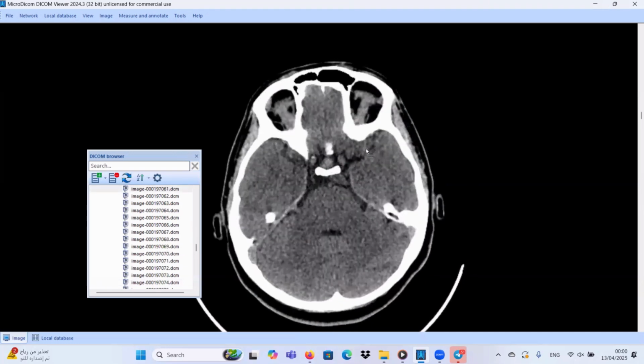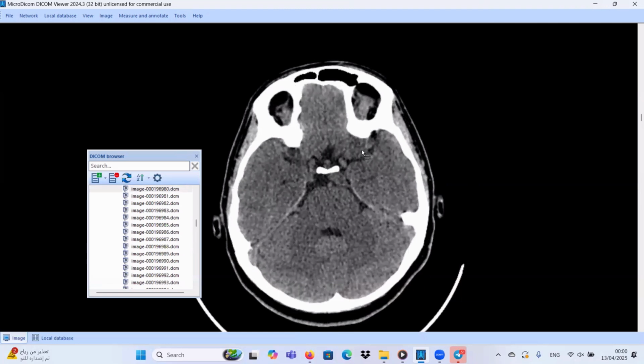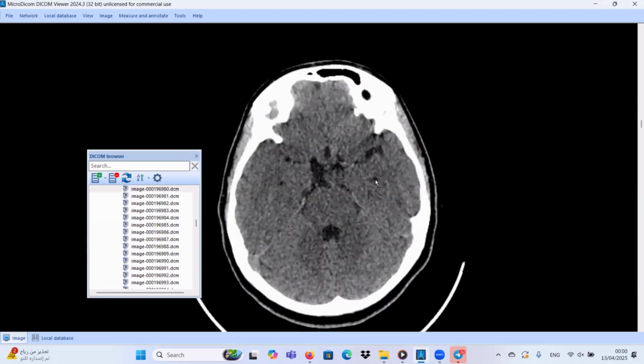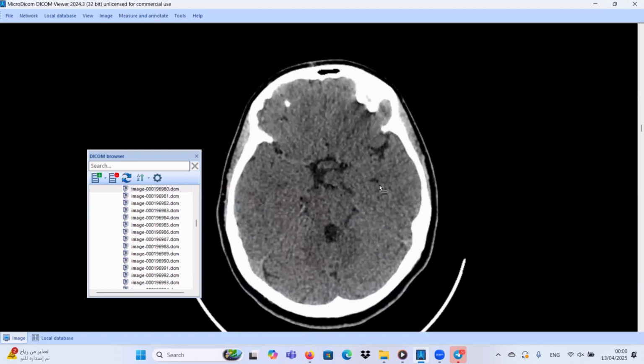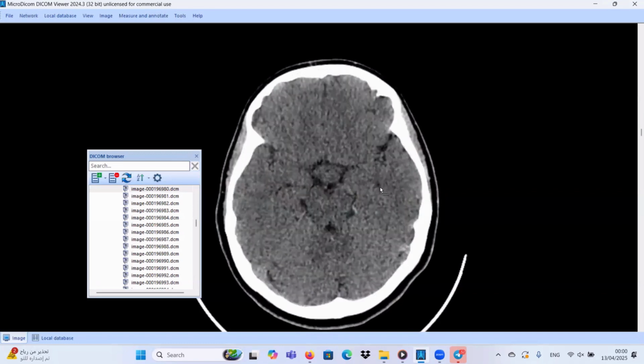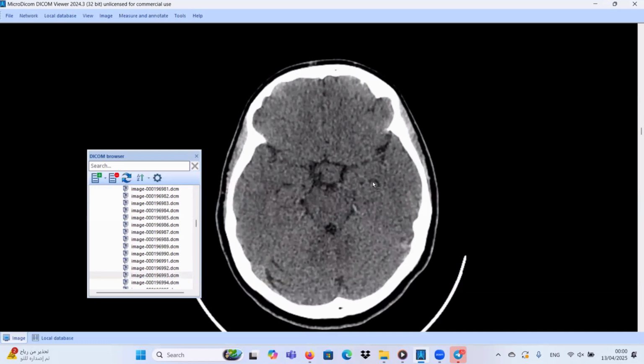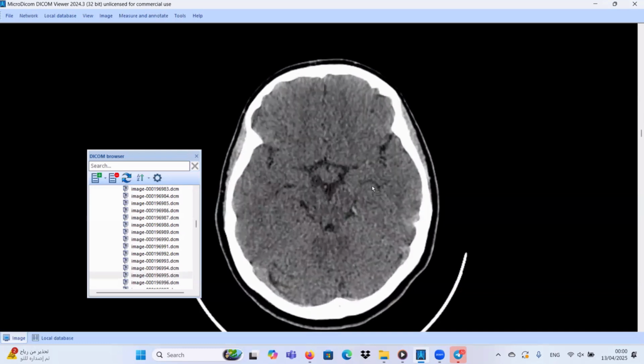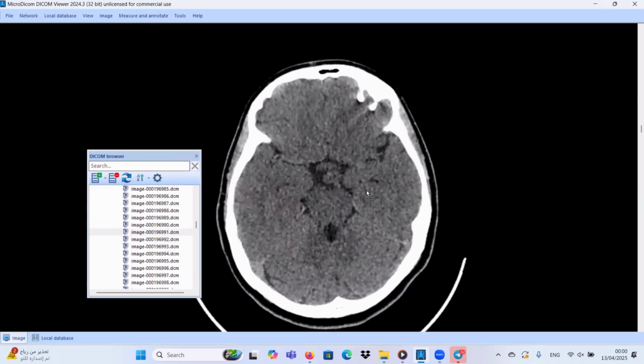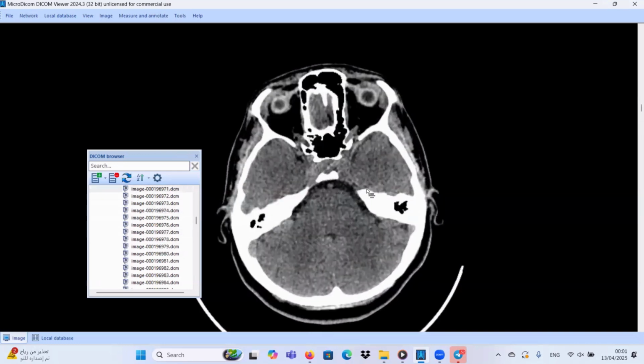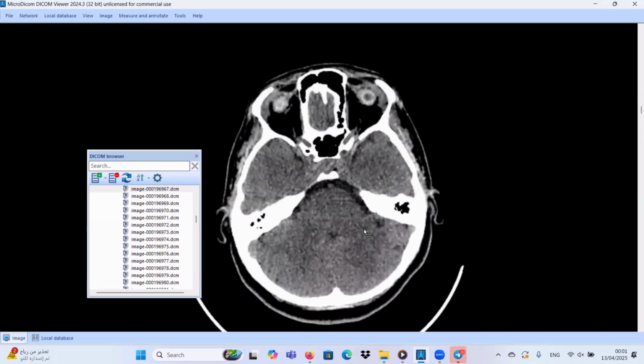But we have here a space-occupying lesion at the prepontine cistern, left paramedian in location, and anterior to the basilar artery. It doesn't encase or engulf the basilar artery. And I think it is in front of the interpeduncular cistern. This is the interpeduncular cistern, and this is the mass lesion going more towards the midline. We don't have any other significant abnormalities.